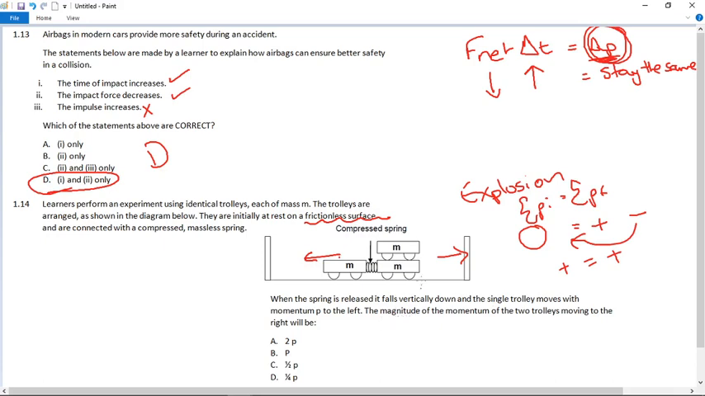The thing here is what they're trying to trick you with. These two heavy trolleys, the v will be small, and this one trolley, which is lighter, the v will be big. But the momentum is going to be exactly the same value. It is going to be p. Whatever the momentum to the left is, by Newton's third law, the momentum to the right will be exactly the same.